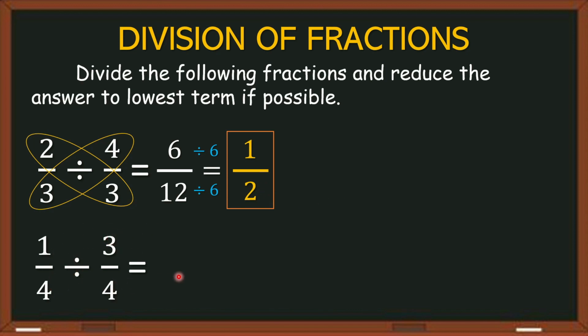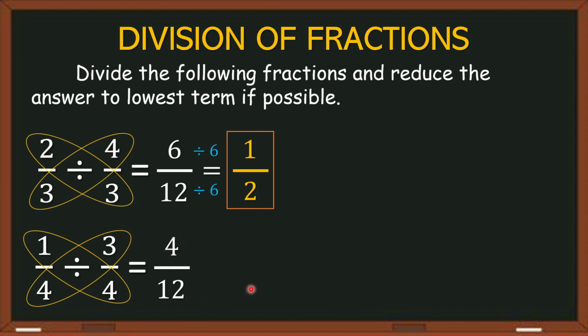So again, ang gagawin lang natin ay cross multiplication. So unahin natin itong 1 times 4. So 1 times 4 is equal to 4. So lagay natin sa numerator over. Ito namang dalawa. So 4 times 3, the answer is 12. So yung 12 ay lagay natin sa denominator. So ang nakuha nating sagot ay 4 over 12.